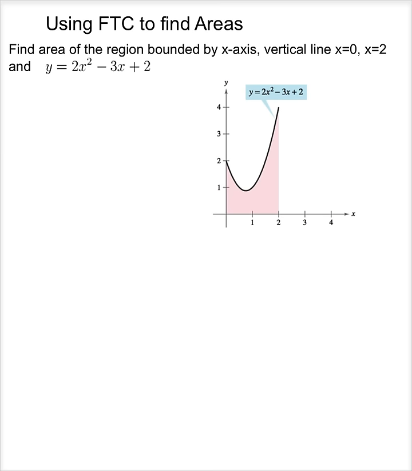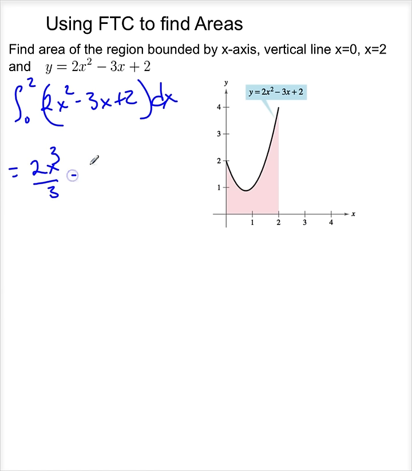Now, what if I wanted to use the fundamental theorem to find an area? Well, that's exactly what we use it for a lot of the times. To find this area, I'm going to find the integral from 0 to 2 of 2x squared minus 3x plus 2 dx. Don't forget your dx. So this becomes, let's see, 2x cubed over 3 minus 3x squared over 2 plus 2x evaluated at 0 and 2. This whole thing is evaluated.